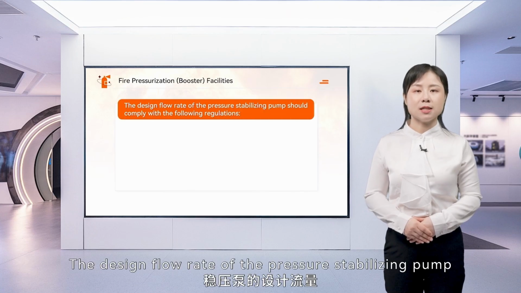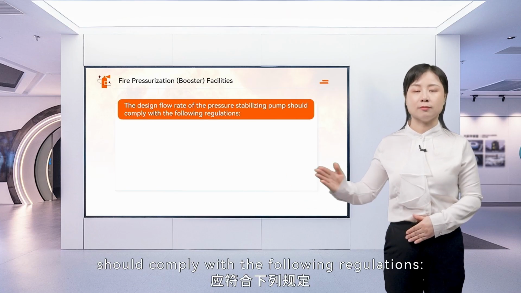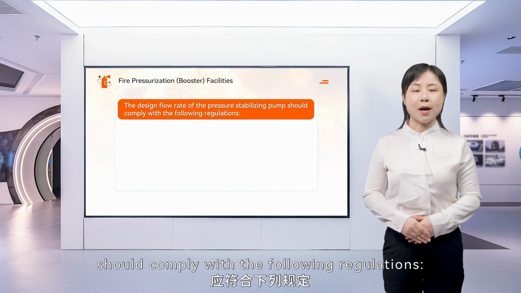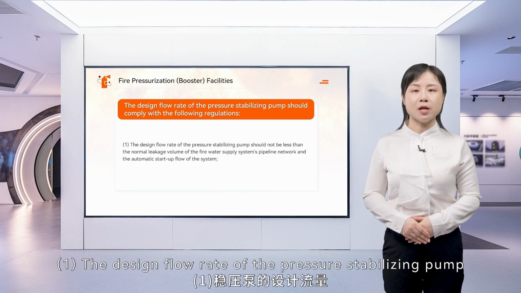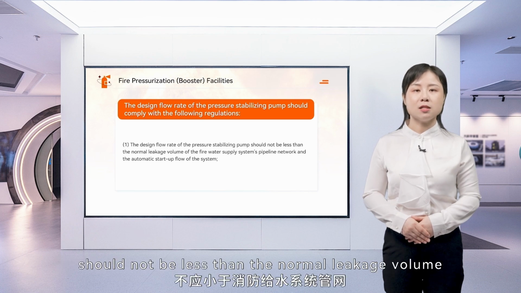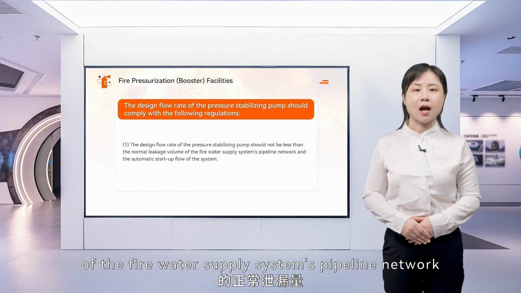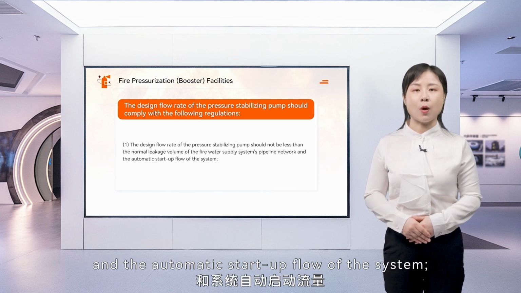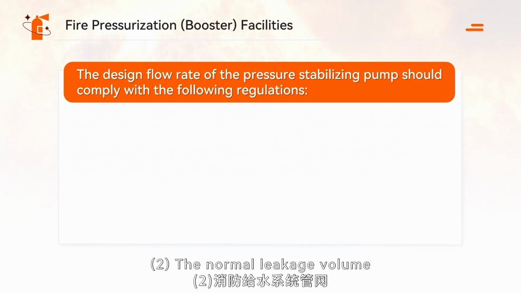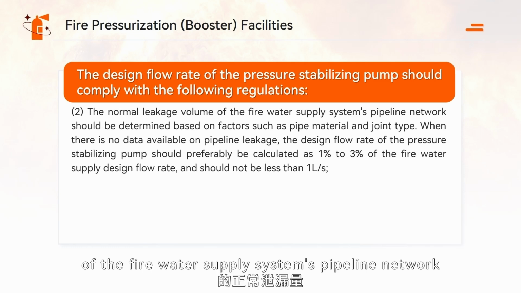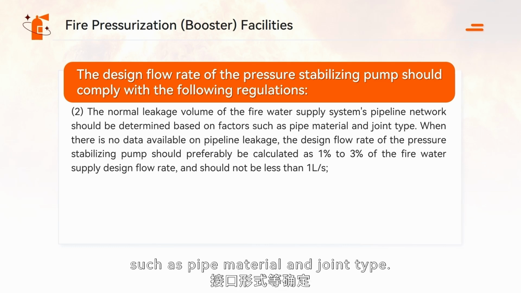The design flow rate of the pressure stabilizing pump should comply with the following regulations. 1. The design flow rate of the pressure stabilizing pump should not be less than the normal leakage volume of the fire water supply system's pipeline network and the automatic startup flow of the system. 2. The normal leakage volume of the fire water supply system's pipeline network should be determined based on factors such as pipe material and joint type.